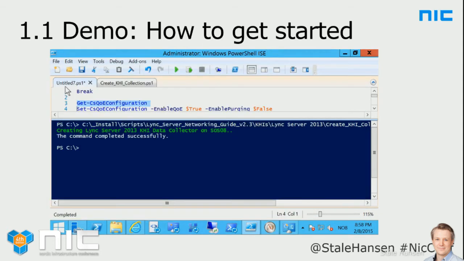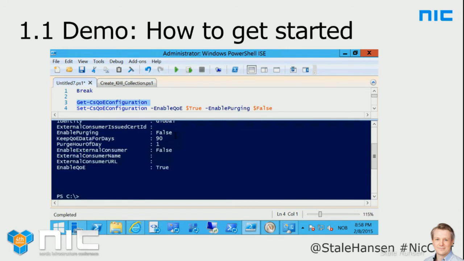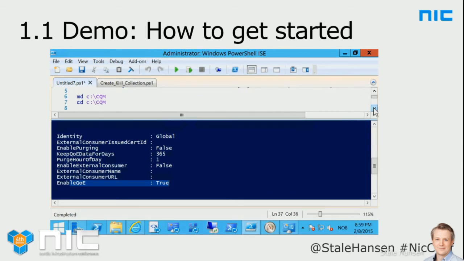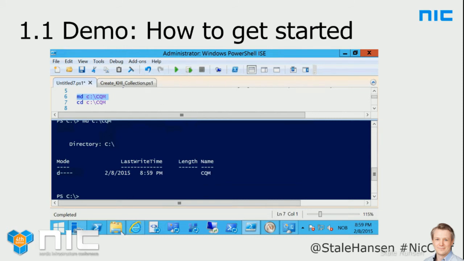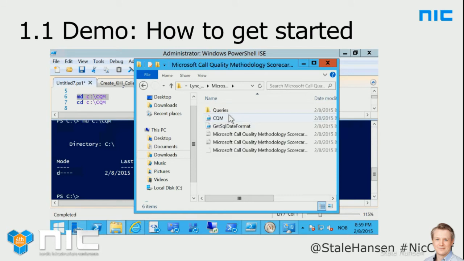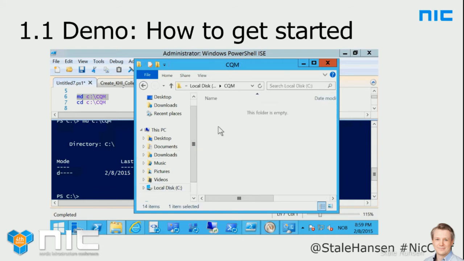Then we want to check the quality experience configuration on the Lync deployment. We see that the purging is false and enable for quality experience is true. And then we create a directory, the CQM, and we move the data to that directory in order to prepare for running the CQM script. So we want the queries, the SQL queries, and the PowerShell scripts.